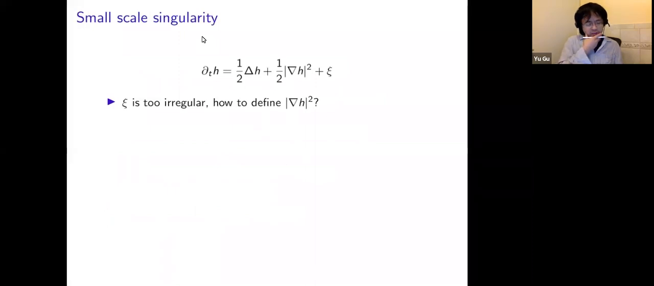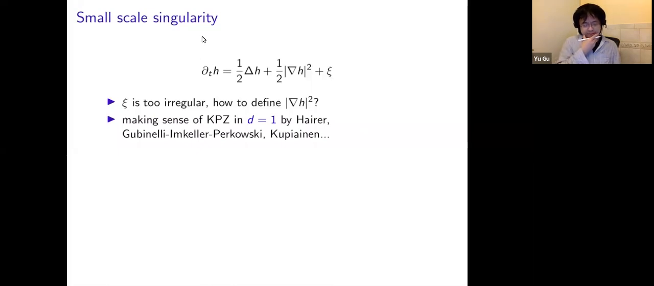Before talking about large-scale universality here, I'd like to spend this slide discussing the small-scale singularity. As I mentioned, this ξ here, the space-time white noise, is a Gaussian process. It's not function-valued, it's distribution-valued, a random Schwartz distribution, so it has very bad regularity. In particular, this grad h is not a function, it's a distribution. So how do you define this (grad h) squared? How do you make sense of the nonlinear term?